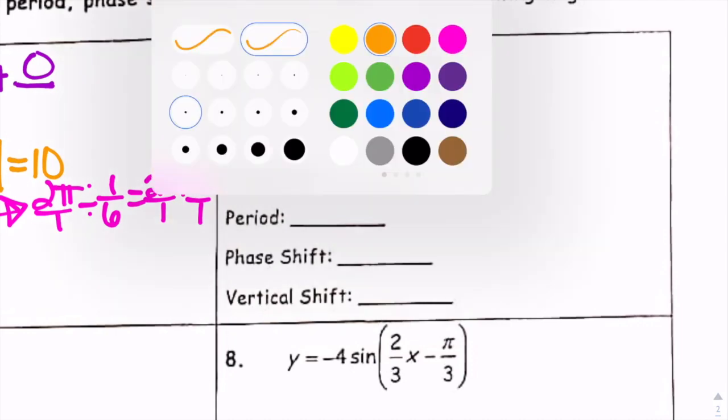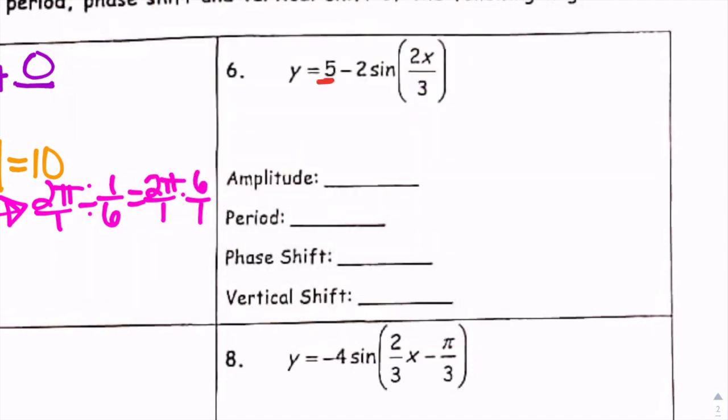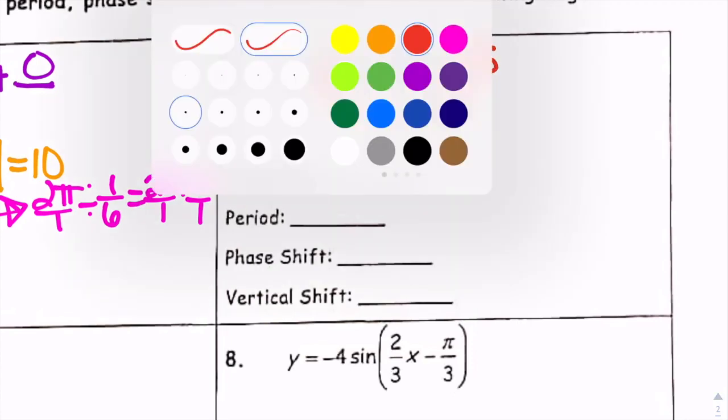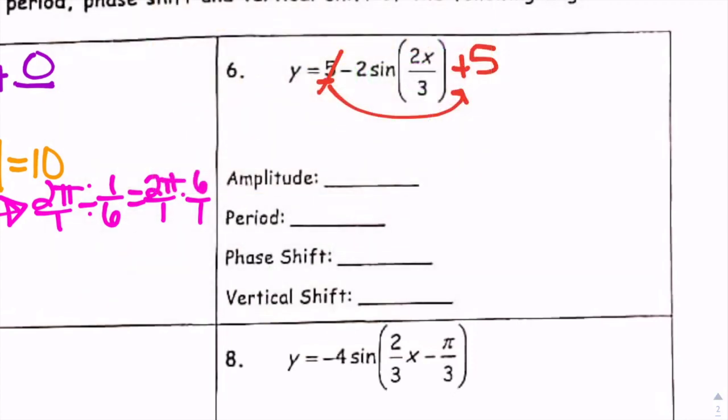All right, so we actually want to think of this 5 here as being on the end, so plus 5 there instead. And so now let's start our amplitude. This is our A value, so it's the absolute value of -2 or 2.